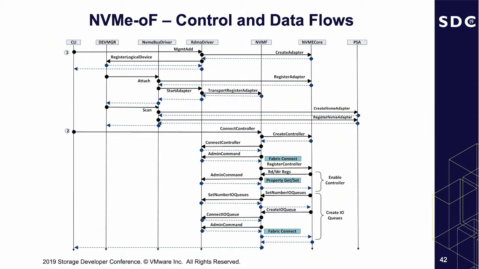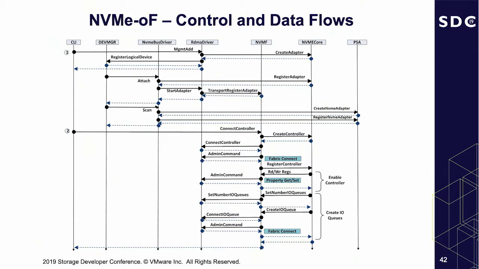We can issue, in the case of fabrics, an identify command, get the remote targets information, and enable the controllers. Once the controller information is available, we are able to create the number of queues and start the actual IO transfer.